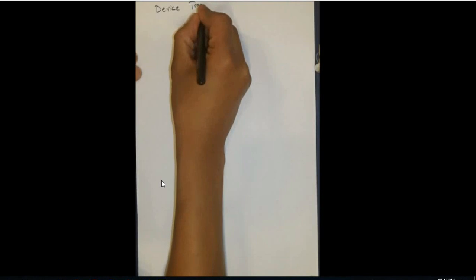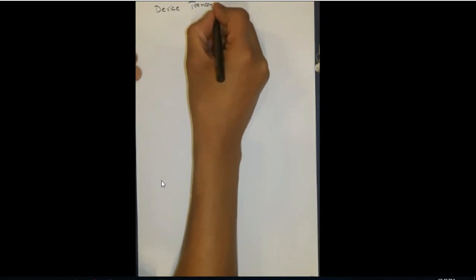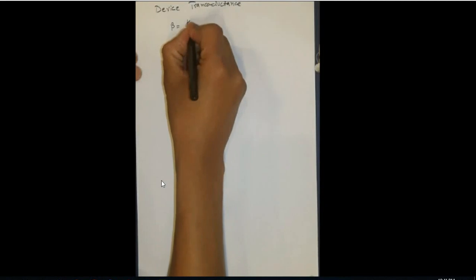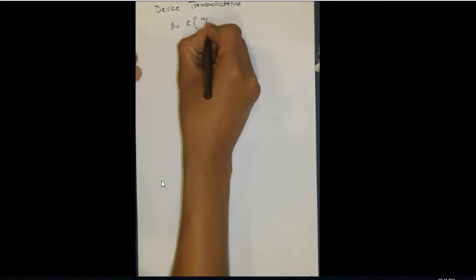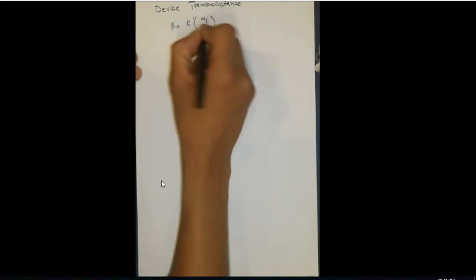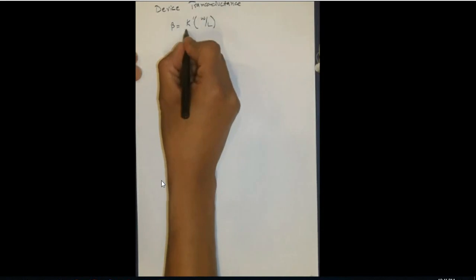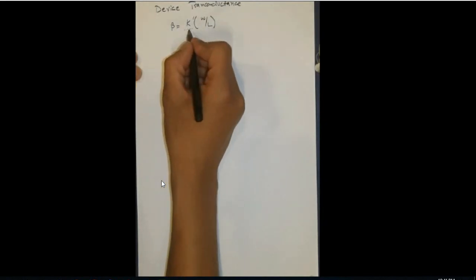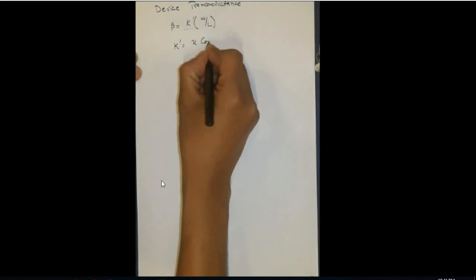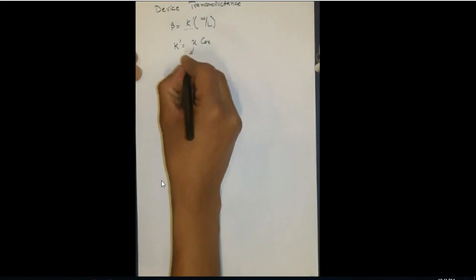The next quantity that we have to find is device transconductance. This was given by beta, which is equal to K bar W by L. We have found that the W by L ratio doesn't change, it remains the same, but K bar can be updated. Why is this quantity updated? Because K bar is equal to mu C oxide, and this mu is constant.